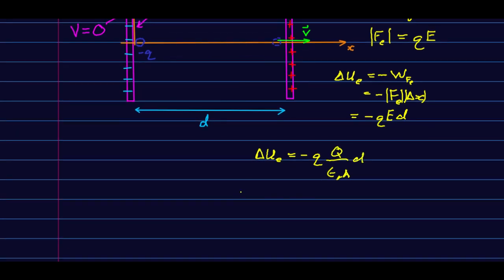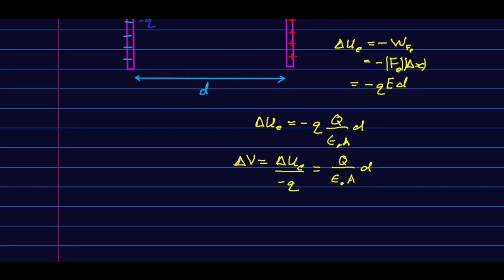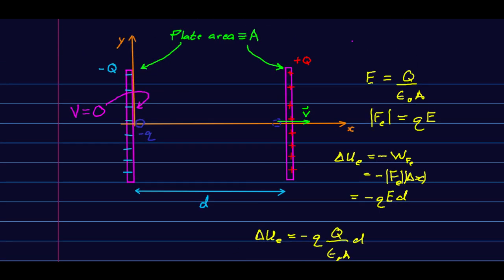But look what we can do now. Our delta V has to be our delta U over our probe charge, which is negative q. And so if we just divide this by negative q, it's going to take this negative q out, and we just end up with big Q over epsilon naught A times d. So look at what we have now. We know that the potential on this plate is 0 because we say so. And now we know the potential difference.